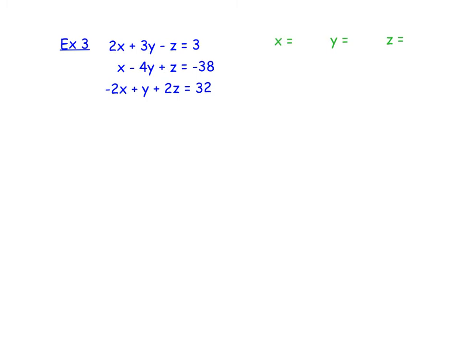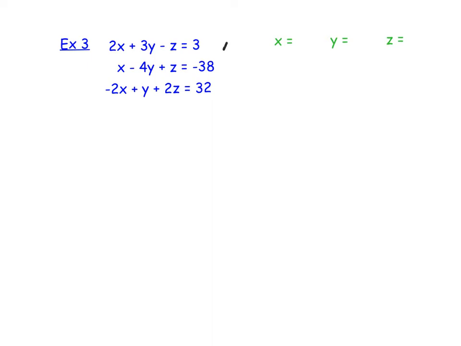So what I'm going to do is either get rid of the x's or the z's. What I'm noticing is I have 2x, x, and negative 2x. That's kind of nice. We can cancel out some stuff there. I'm also noticing negative z, z, and positive 2z. That might also work. Really, it does not matter which way you choose to go. So I'm going to get rid of the z's first. But like I said, it truly doesn't matter.